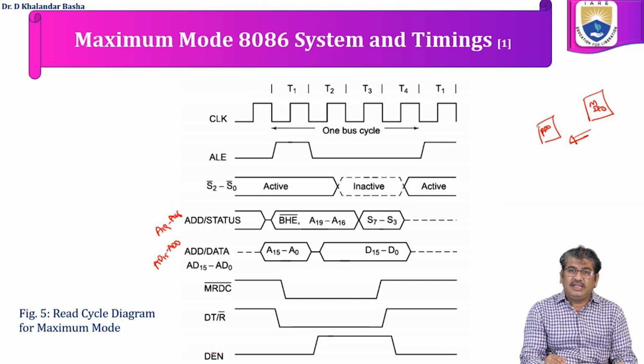DEN bar should be active low, and if you are referring to it as DEN, then whenever the data is present, this signal will be active.